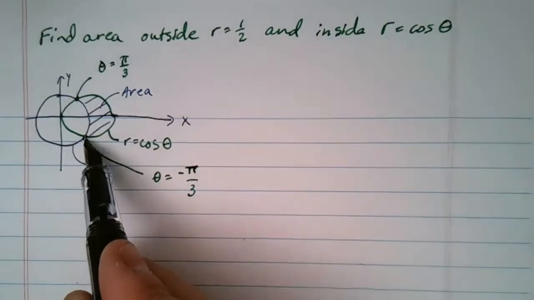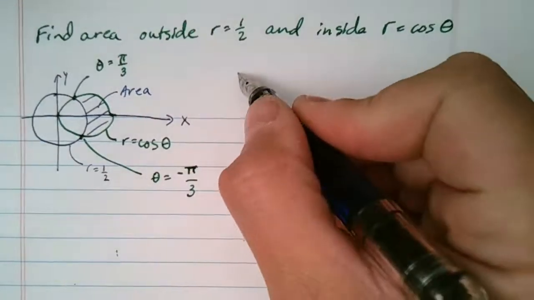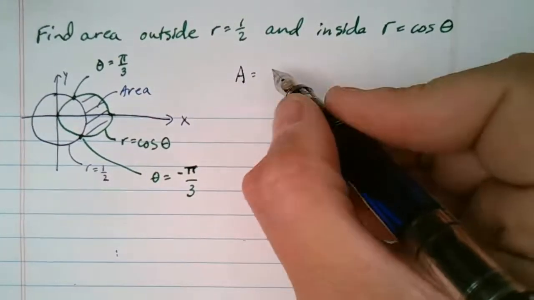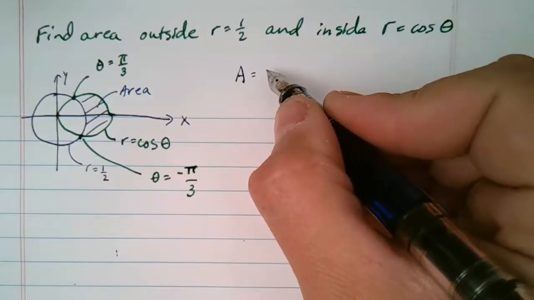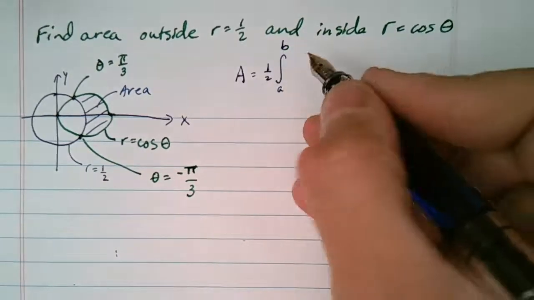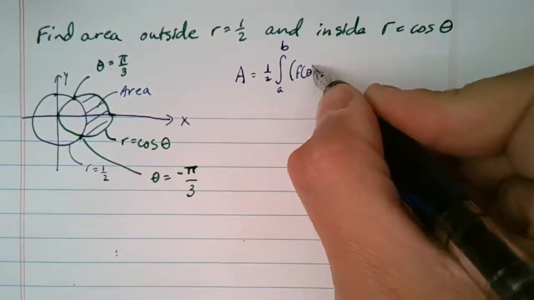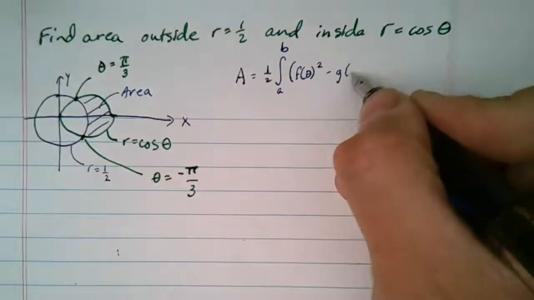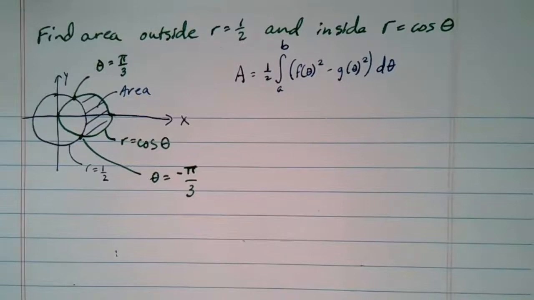from here to here. And the way we're going to do this is remember the area of a function with an inner and an outer radius is going to be 1/2 times the integral from a to b of f of theta squared minus g of theta squared d theta, where f is the outer radius and g is the inner radius.